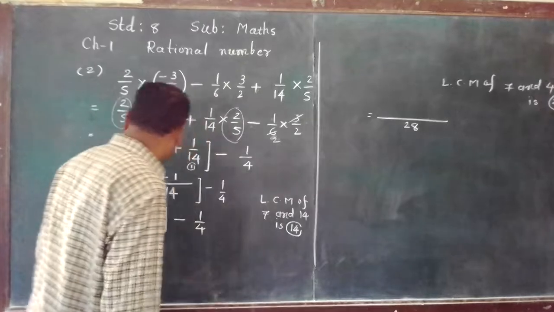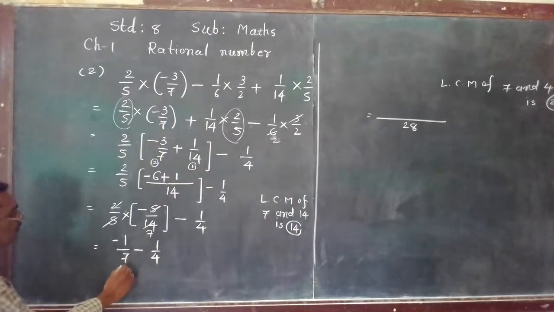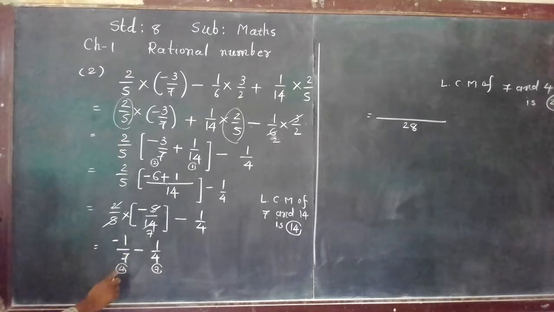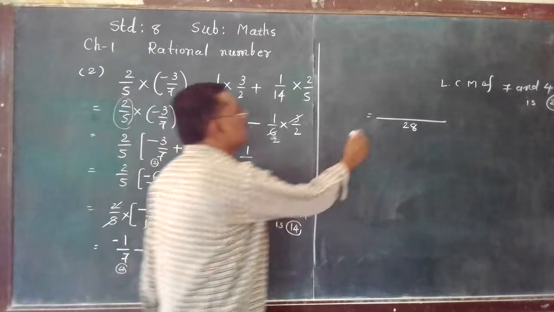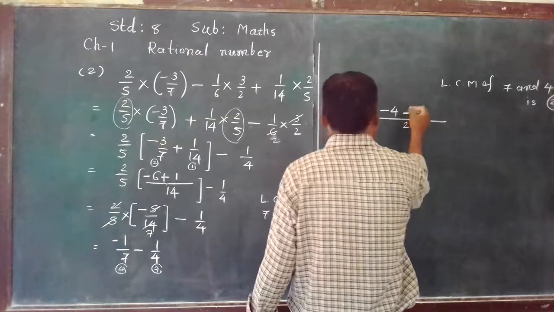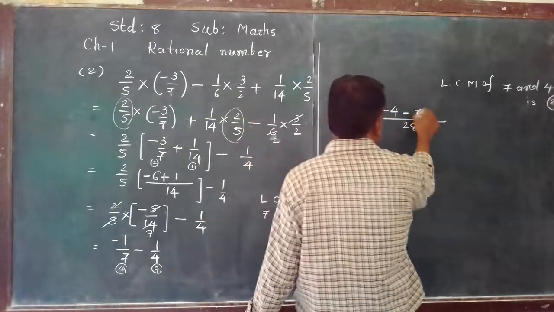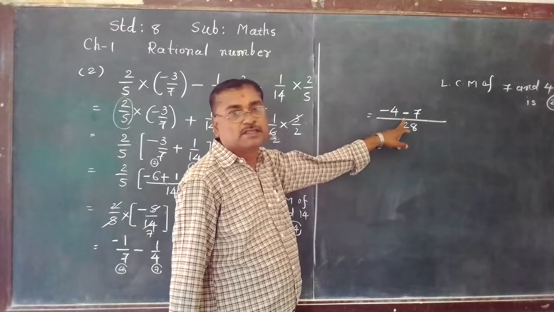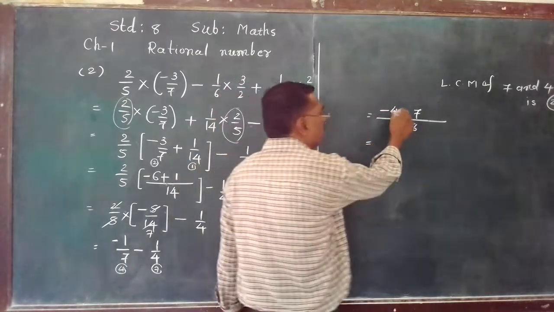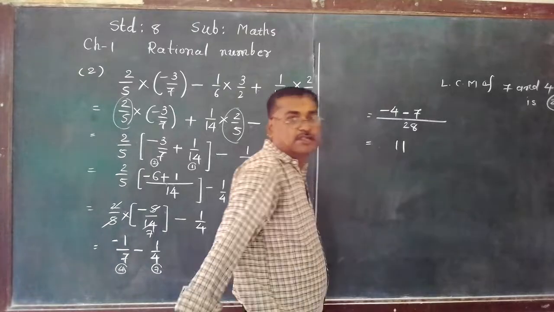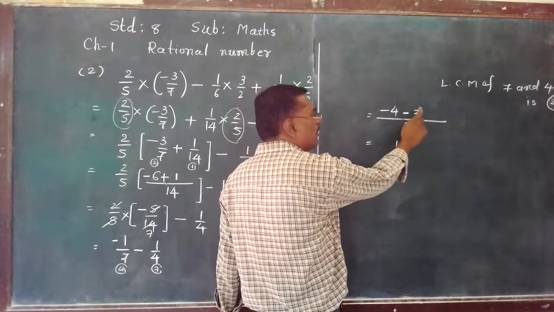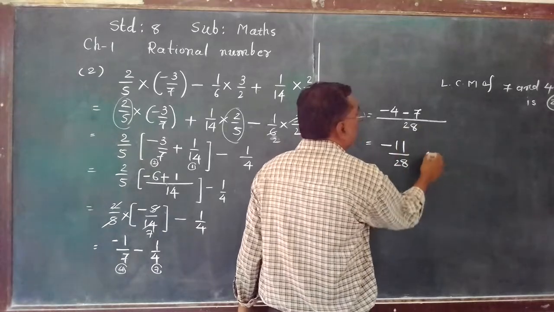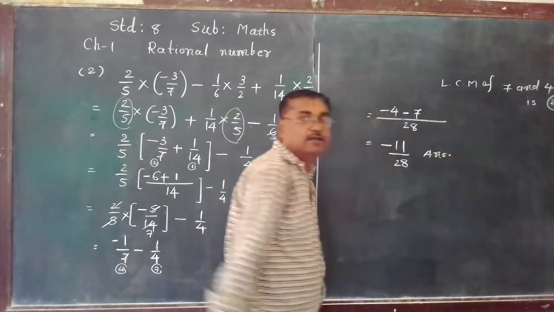So equalizing the numbers, 7 4s are 28 and 4 7s are 28. So multiplying these, 4 ones are 4, minus, and minus 7 ones are 7. Now we can see here both are negative numbers, so add these numbers, 4 plus 7, 11. The sign of the bigger number is here 7, so it is minus. Minus 11 upon 28 is the answer.